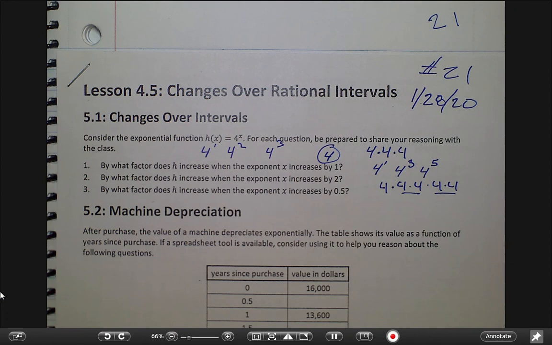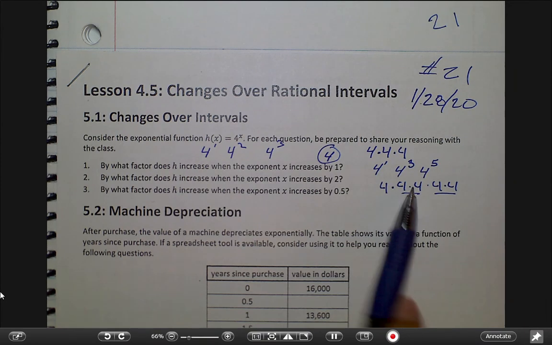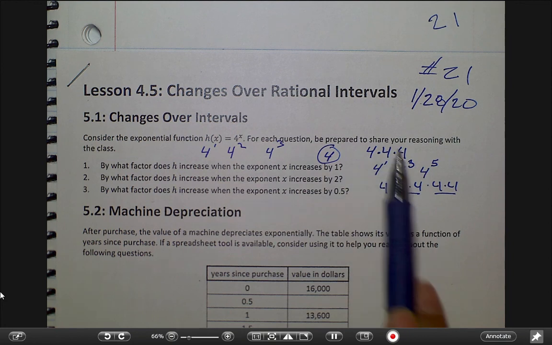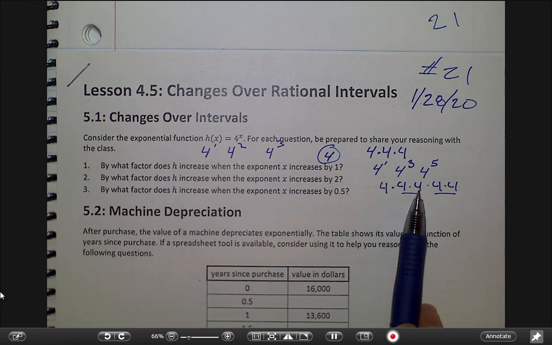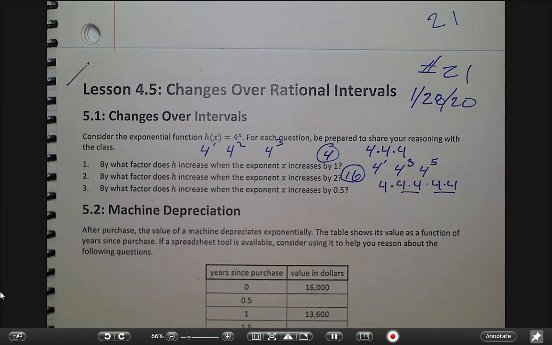So, by what factor is this going up every time? Not 2. Is it going up 2 4s? It's going up like this, 2 4s, right? The previous one goes up by a factor of 1 every time. So each time I'm adding a 4, right? But on this one, I'm adding a 4 times 4. But what is 4 times 4? 16. So the factor is 16 on this one.